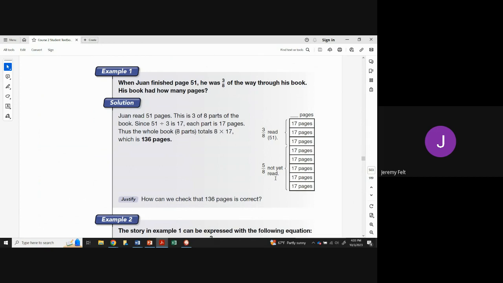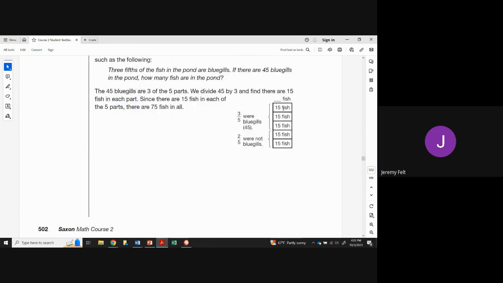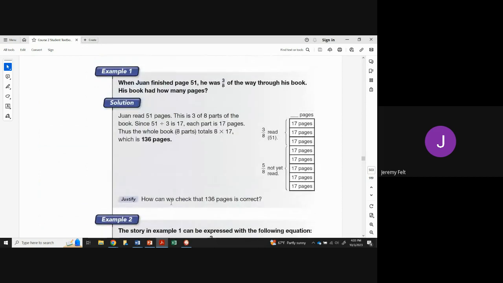And again, this is more for visual purposes. If you're good at breaking this up and drawing, we can also just set it up into an equation. So I'll show you how I would do it. Let's look at this one. We'll do it two different ways.